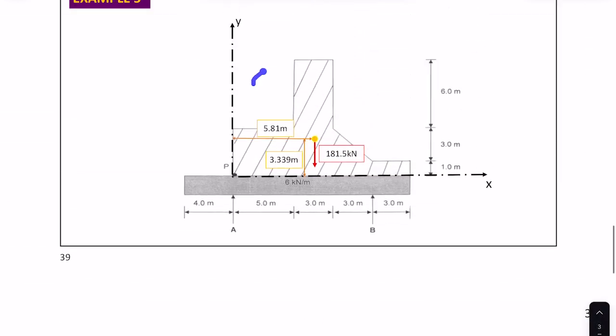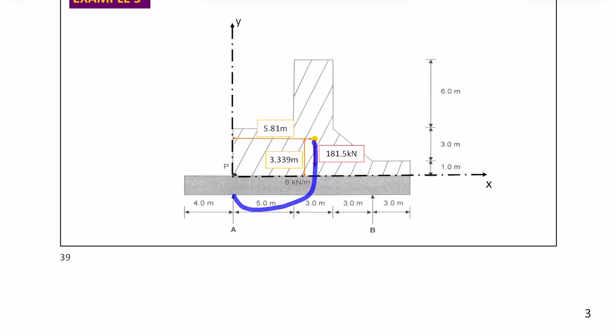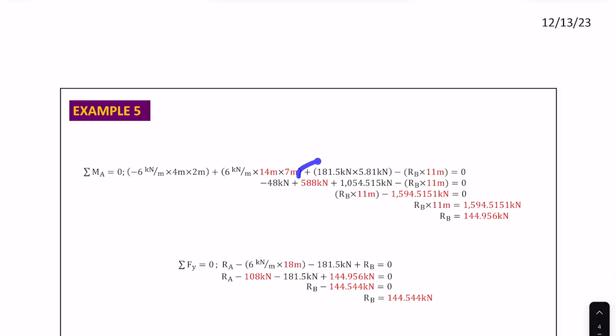Next, we have the wall itself, which the load is 181.5 kilonewton. Clockwise, positive. 181.5 kilonewton times the distance from the centroid to point A. It is 5.81 meter. So plus 181.5 kilonewton times 5.81 meter.